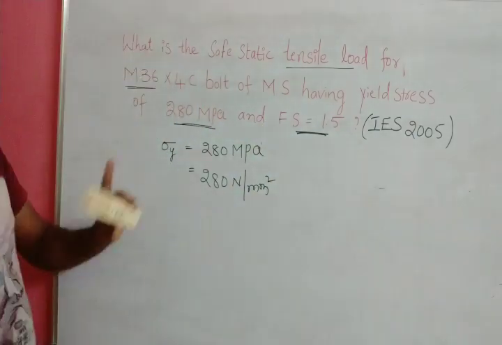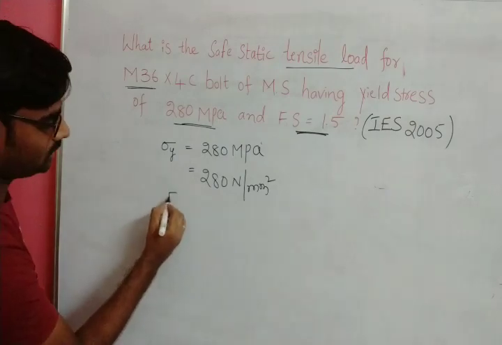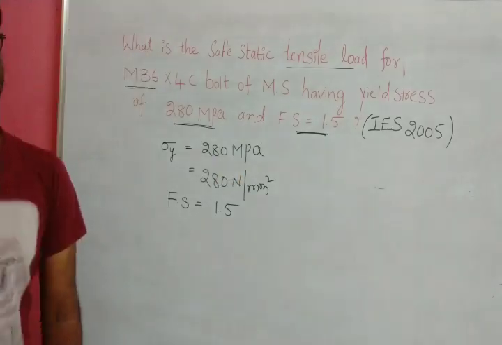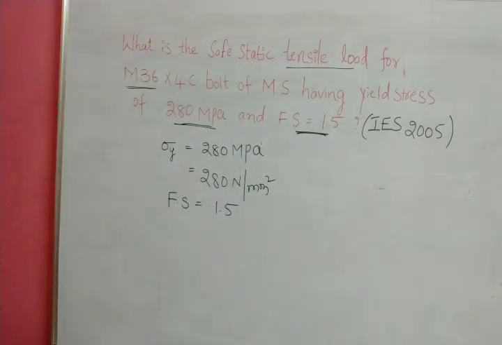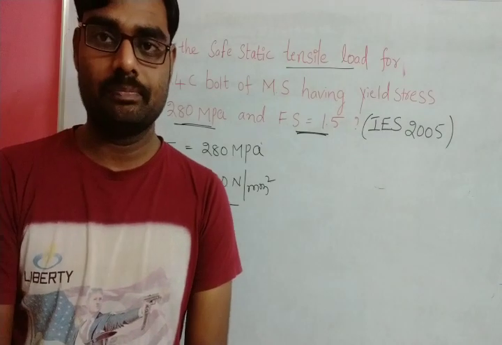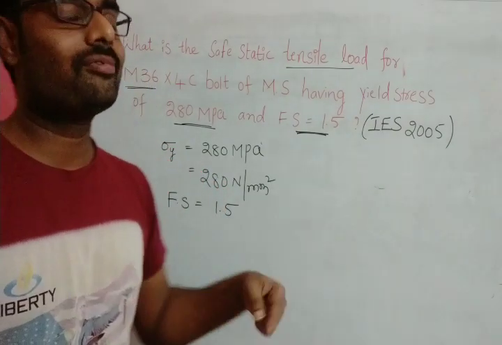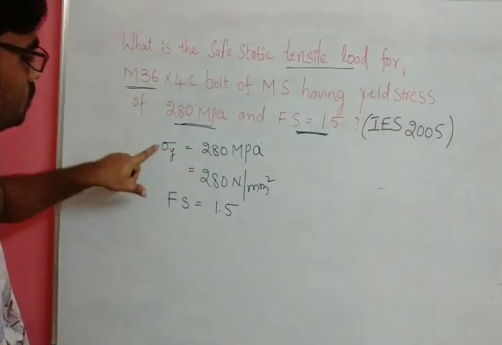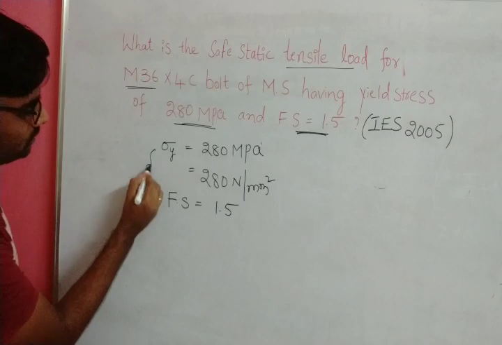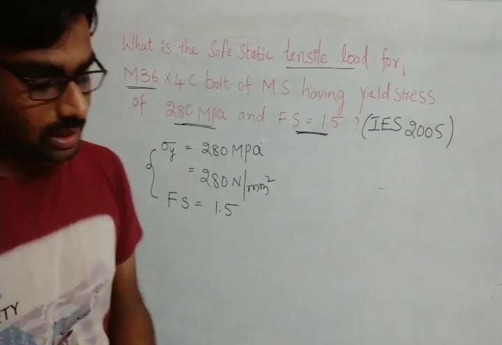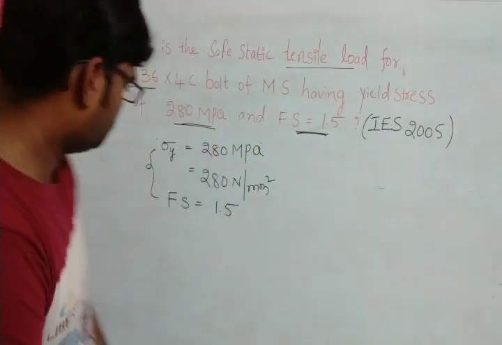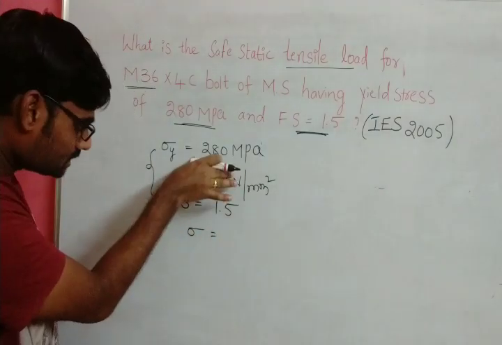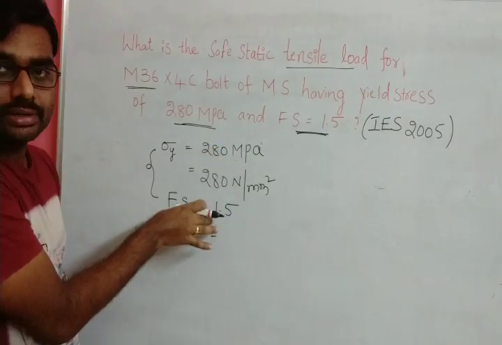Then sigma y is the yield strength. The factor of safety is also given, equal to 1.5. So use that formula and find out the stress. How to find the stress from these two values? We have one formula: stress equals yield strength or yield stress divided by factor of safety.